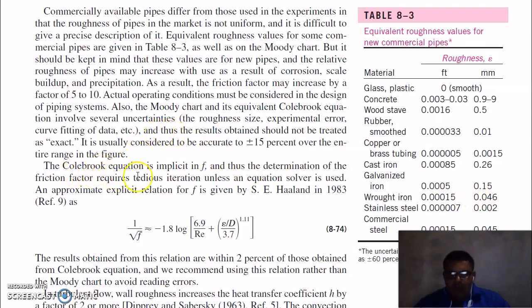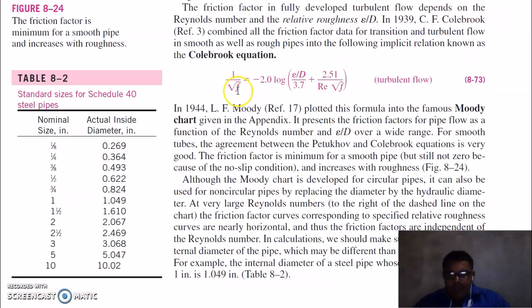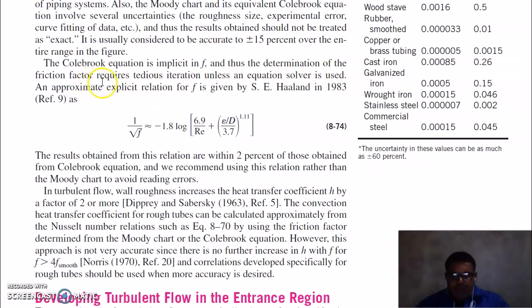The Colebrook equation is implicit in f. You can see this f factor is on both sides, so it is difficult to solve this equation. You need a number of iterations before getting a result for this f. Thus the determination of the friction factor requires a tedious iterative process unless an equation solver is used.